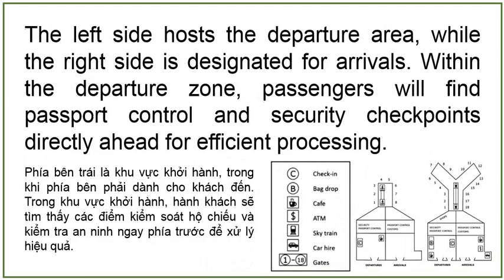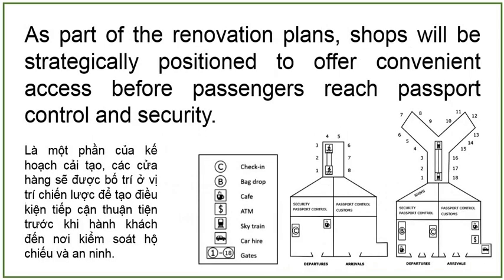The left side hosts a departure area, while the right side is designated for arrivals. Within the departure zone, passengers will find passport control and security checkpoints directly ahead for efficient processing. As part of the renovation plans, shops will be strategically positioned to offer convenient access before passengers reach passport control and security.